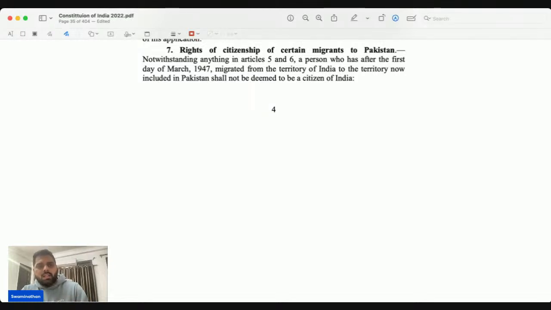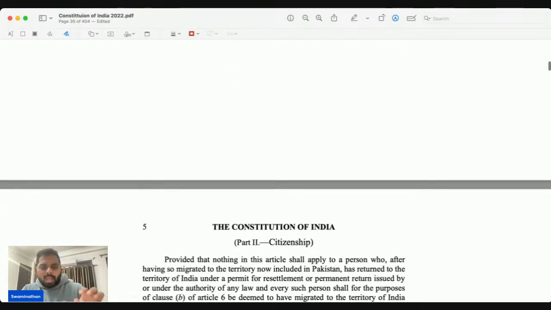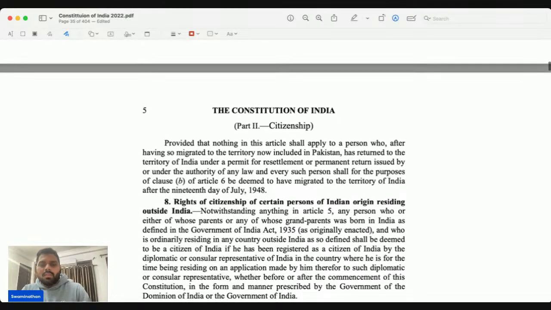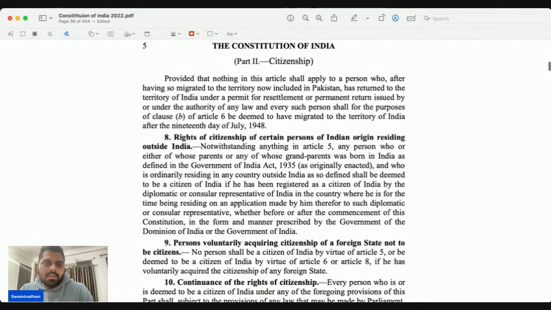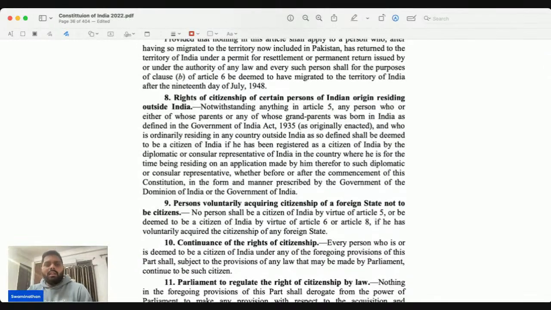Article 7 is granting the citizenship to certain persons who migrated to Pakistan but later returned back to India, right? Prima facie, they will not be treated as citizens, but they will have to apply for registration, and if the government registers them as citizens, they will be given the citizenship status, right? Okay.